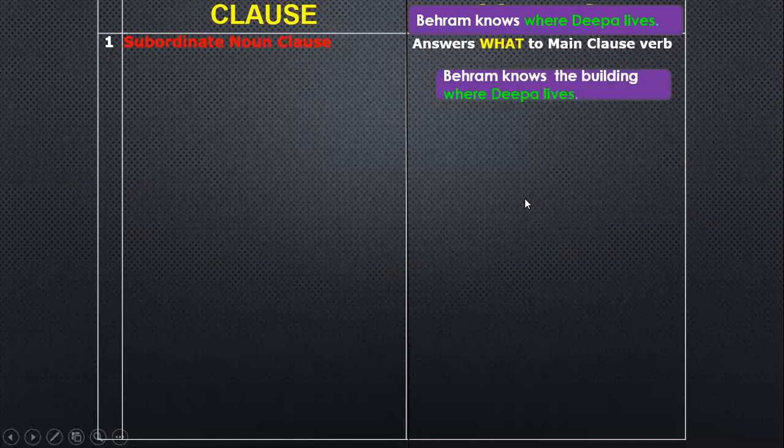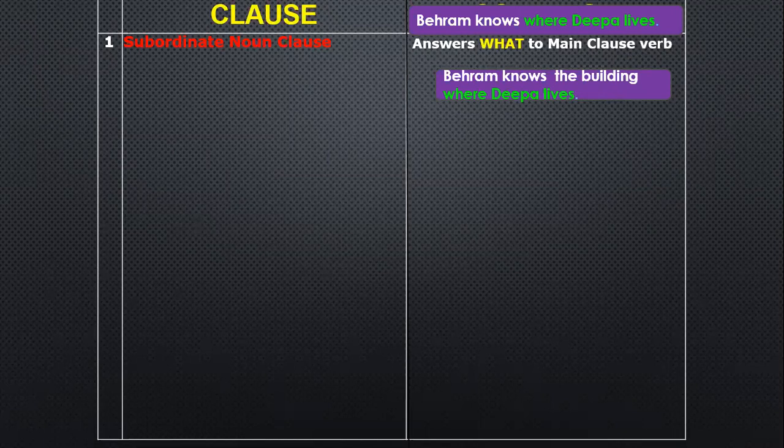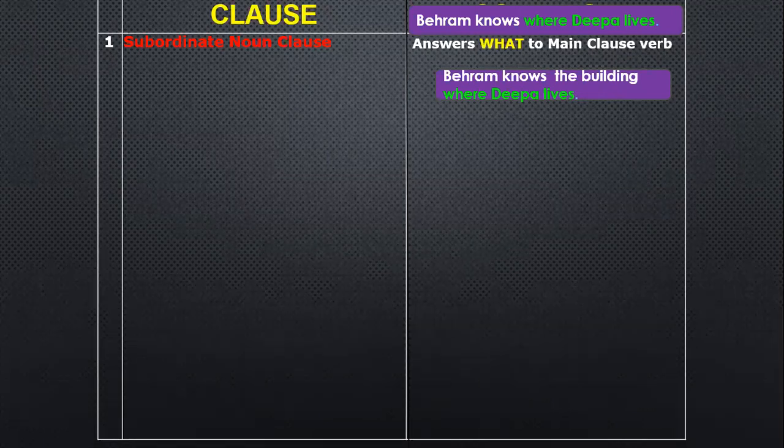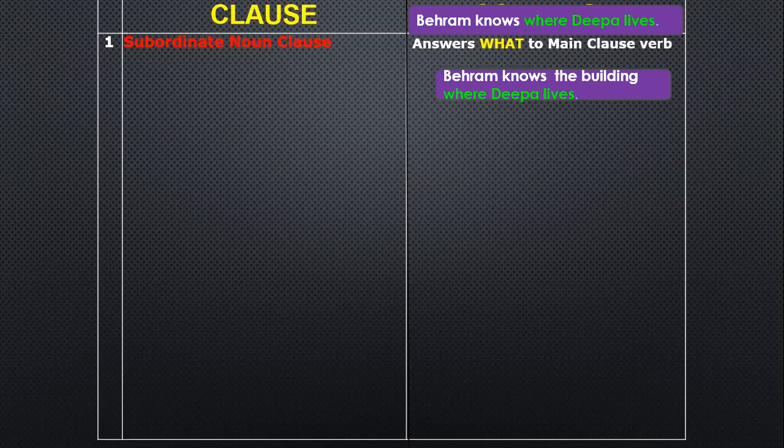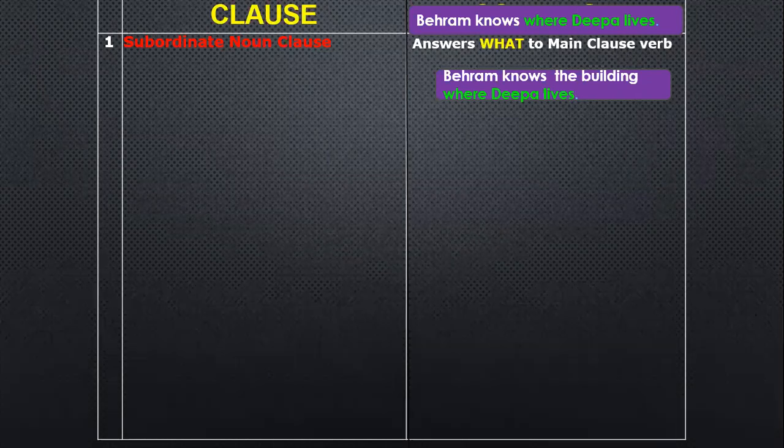Now, how to find out whether it is a noun clause, adjective clause, or adverb clause? So, you are supposed to ask questions to the main clause. Once again, I repeat, you are supposed to ask questions to the main clause so that we get the subordinate clause as an answer. For example, Behram knows. Behram knows what? Where Deepa lives. So don't you think we are getting the answer for the question what?